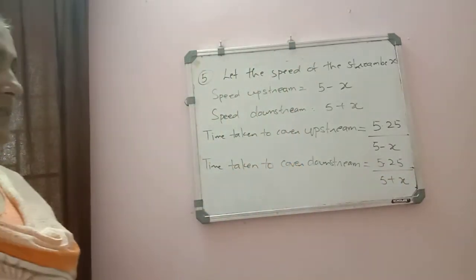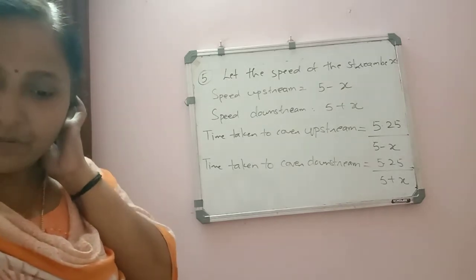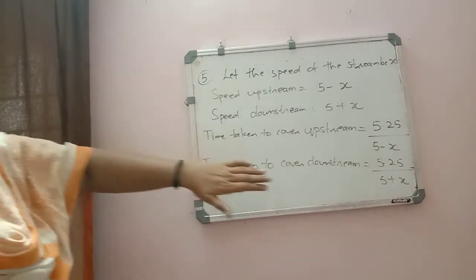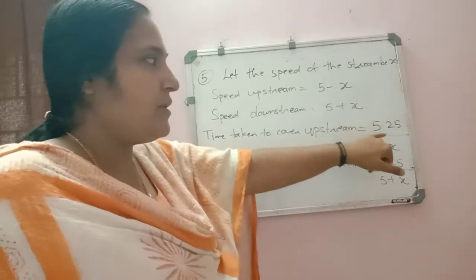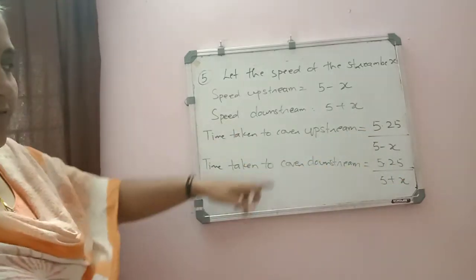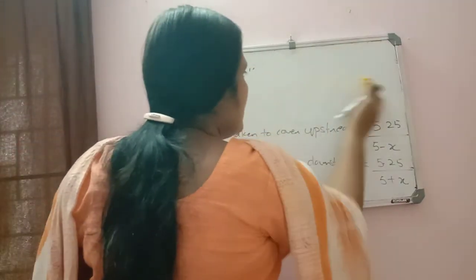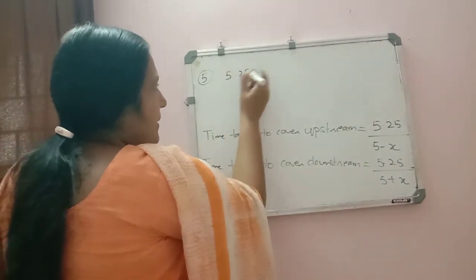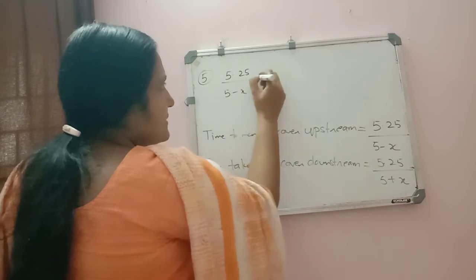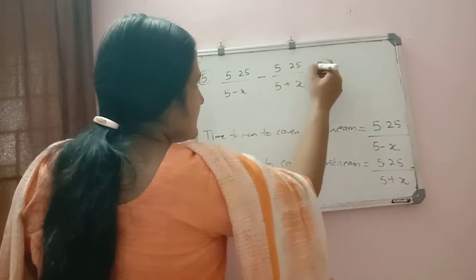Now we will check the difference in these two timings. It takes her 1 hour more to row the boat upstream. Obviously when you are going against the direction of motion, you will take more time, so 5.25 by 5 minus x will be greater. The difference in these two timings is 1 hour, so we frame the equation: 5.25 by 5 minus x, minus 5.25 by 5 plus x, is equal to 1 hour.